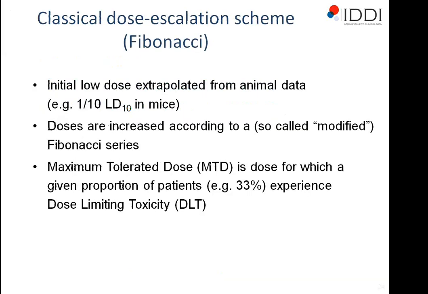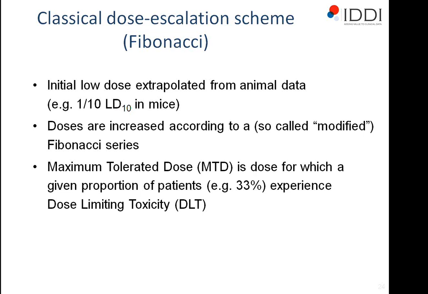So if we talk about dose escalation designs, there has to be a dose escalation scheme, and traditionally the so-called Fibonacci or modified Fibonacci scheme was used. Well, in this design, the initial dose is chosen based on the animal data, for instance, like 1/10 of the lethal dose 10 in mice. And then the doses are increased relative to this initial dose according to, as I said, the so-called modified Fibonacci series, which I will just show in a second.